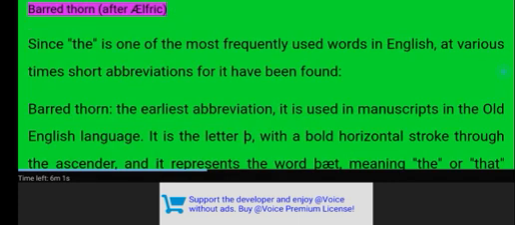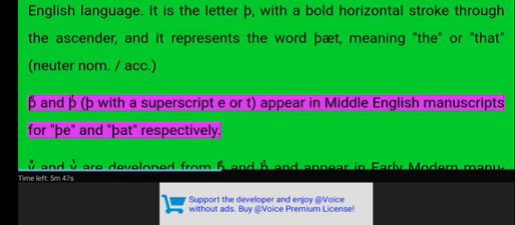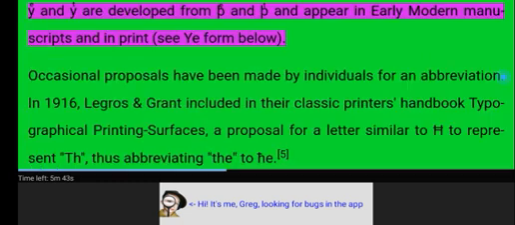Abbreviations for the and that. Since the is one of the most frequently used words in English, at various times short abbreviations for it have been found. Thorn with a stroke, the earliest abbreviation, is used in manuscripts in the Old English language. It is a thorn letter with a bold horizontal stroke through the ascender, and it represents the word that, meaning the, or that, neuter noun, accusative. Thorn with a superscript e or t appear in Middle English manuscripts for the, and that, respectively. Y with a superscript e and Y with a superscript t developed from these and appear in early modern manuscripts and in print.